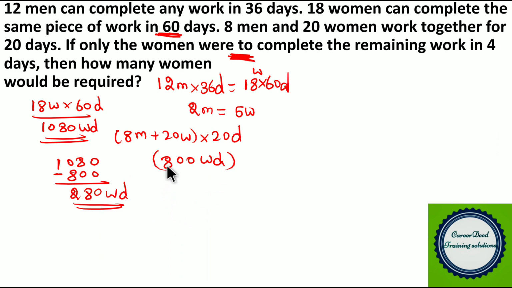Okay, see, we have 280 women days work in total, and this work needs to be completed in how many days? 4 days. Actually, how many women are needed? This is our question. So while solving, you get the question mark value equal to, see, W cancels. So question mark equals 280 by 4, you get 70 women.